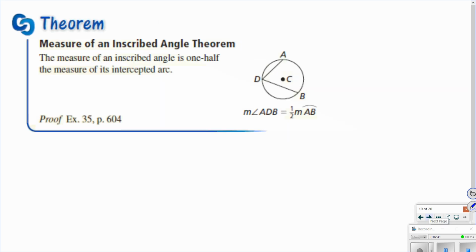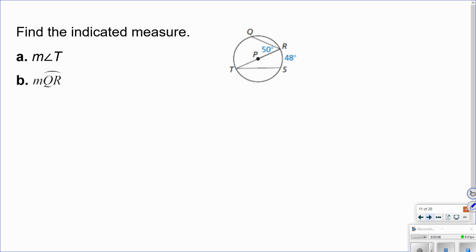Okay, this is our theorem. So remember, the measure of a central angle is equal to the measure of the arc. An inscribed angle, again, inscribed because the vertex is on the circle, so that angle right there, is half the measure of the arc. So if I find the measure of arc AB and divide it by 2, it'll tell me the angle. Or if I know the angle, I times it by 2 to find the arc. So let's do a couple of these problems.